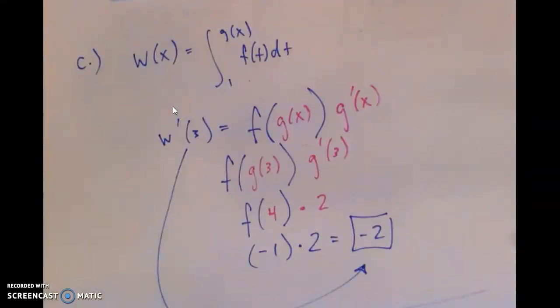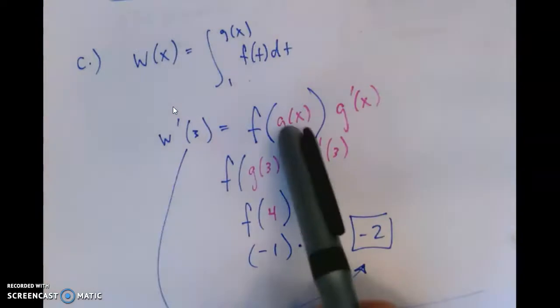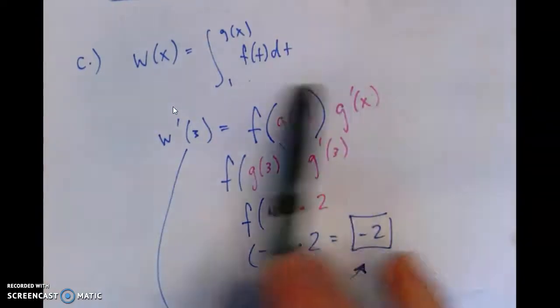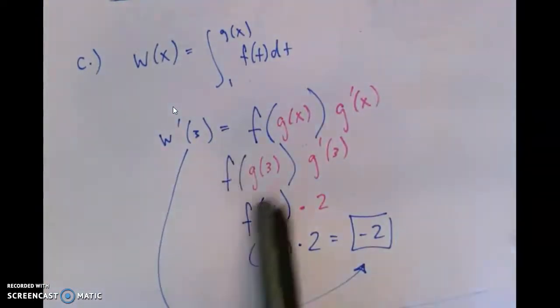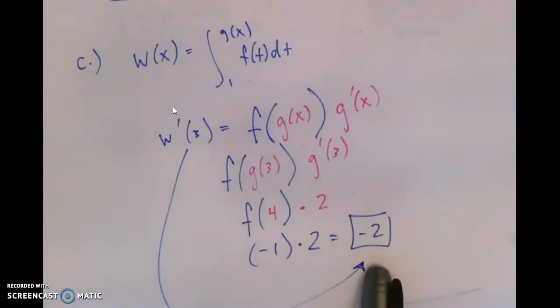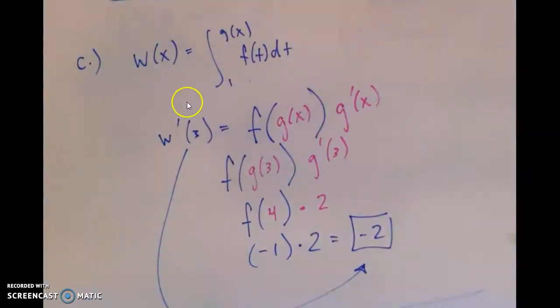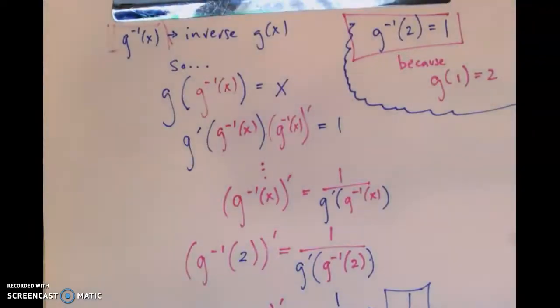Okay, part C, we have the integral from 1 to g of x of f of t dt. We take the derivative, which means we need to use the fundamental theorem of calculus with the chain rule. So instead of just f of x, it becomes f of g of x times g prime of x. Evaluating all of those values gives us negative 2. I know I'm going fast, but I want to give you time to finish this video. Pause.